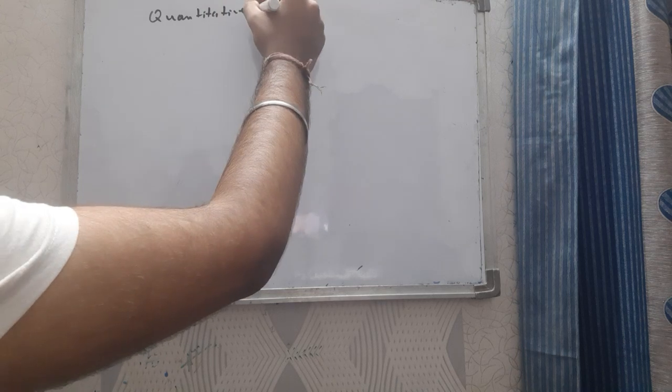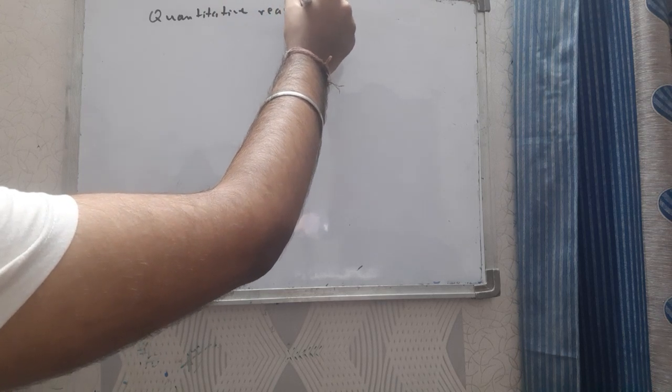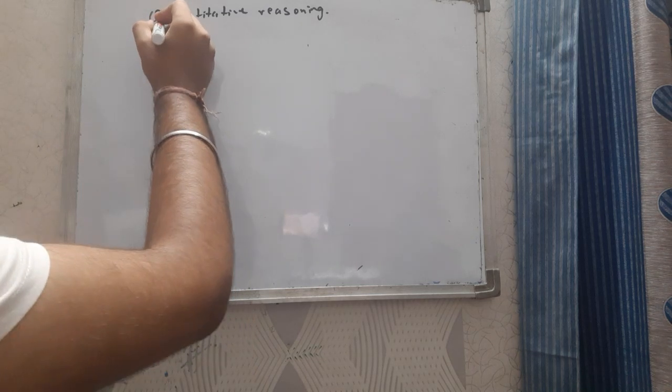So today I'll be talking about the quantitative reasoning section in the GMAT paper. So why is there a quantitative reasoning section? Let us talk about that. Basically, the quantitative reasoning section is designed to test your logical reasoning abilities.